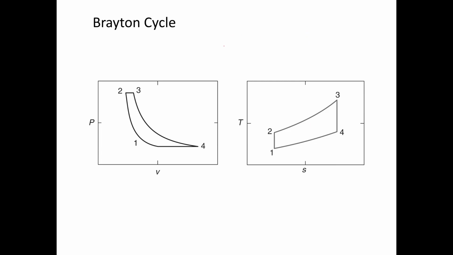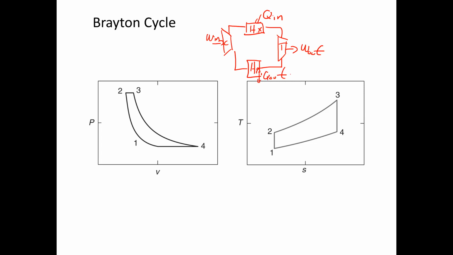You end up with a cycle that looks like this. We have a compressor, going into a heat exchanger, coming out into a turbine, and then the air goes through another heat exchanger. So here you have work in, here you have Q in, here you have work out, and here you have Q out. The ideal Brayton cycle basically splits this cycle up into 4 processes.